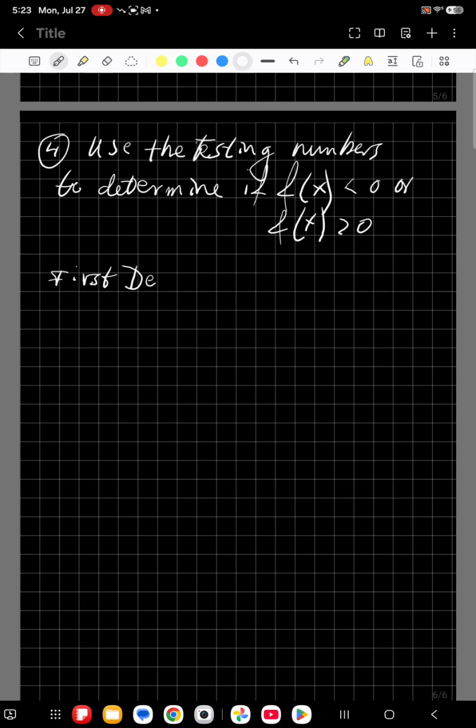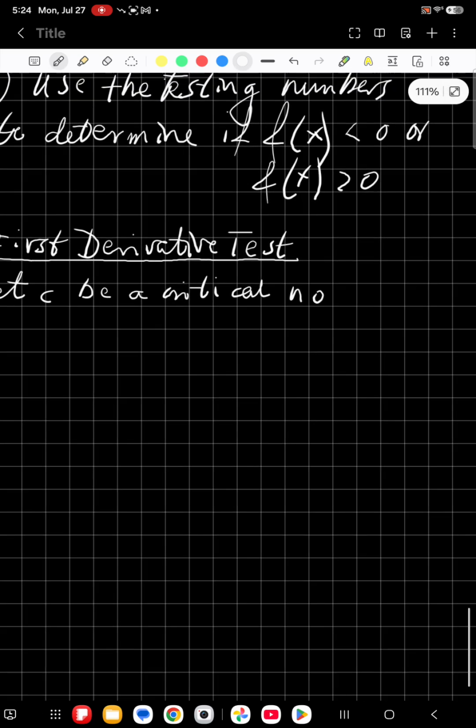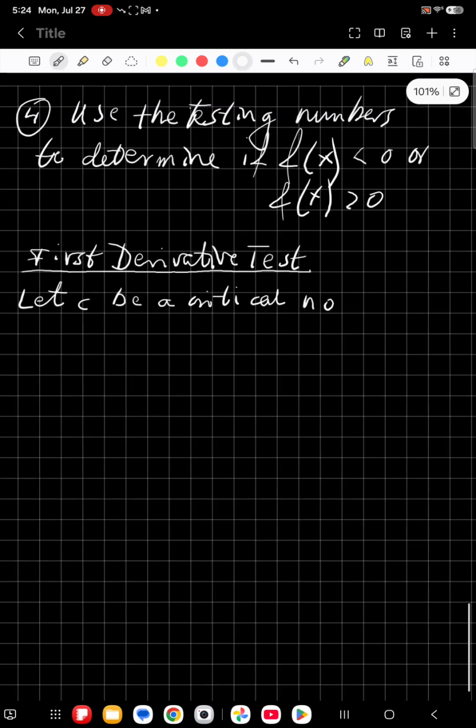First derivative test. Basically it tells us which point is a relative maximum and which one is relative minimum. And it goes like this. Let c be a critical number of f. Critical number of f.